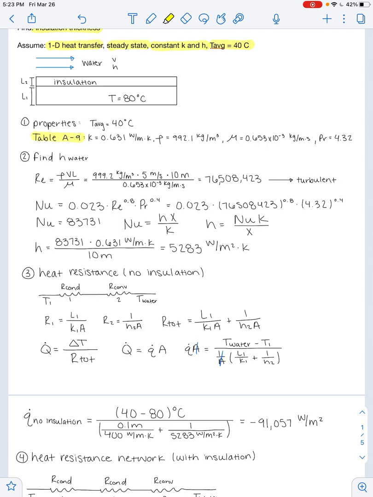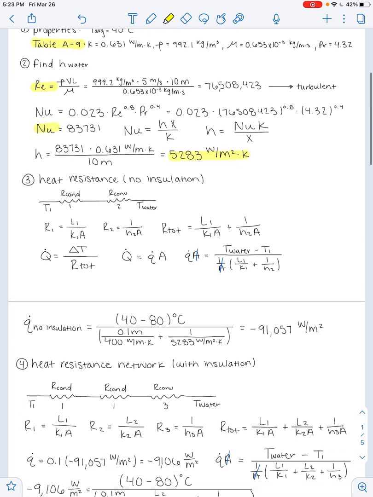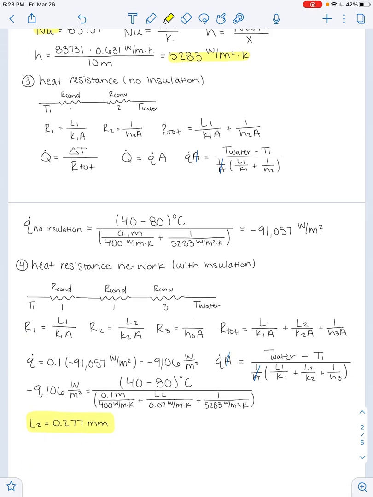Next, there are several steps that go into finding the H for water, and those include finding the Reynolds number and the Nusselt number. And then once those things are known, we can find the H, which is 5,283 watts per meter squared Kelvin. Next, a heat resistance network is set up for the system with no insulation, which only includes conductive and convective heat transfer, and those can be used to find the total R, which can then be used to find the total heat loss from the system.